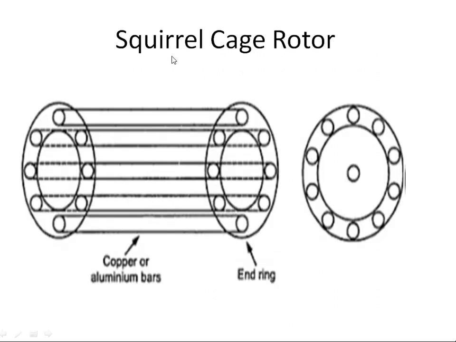The squirrel cage type of rotor basically consists of copper or aluminum bars fixed rigidly at both ends by the end rings. So it forms a cage-like construction. This is the side view of it. The bars are rigidly fixed to the end ring. The end rings provide a short-circuiting nature to the squirrel cage. So the purpose of this end ring is to provide short-circuiting.